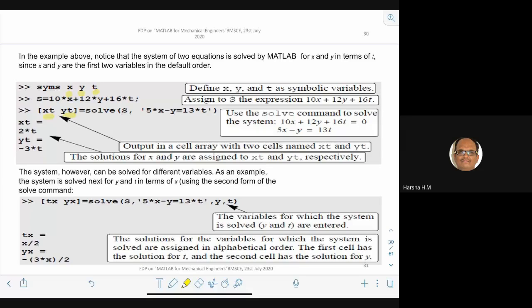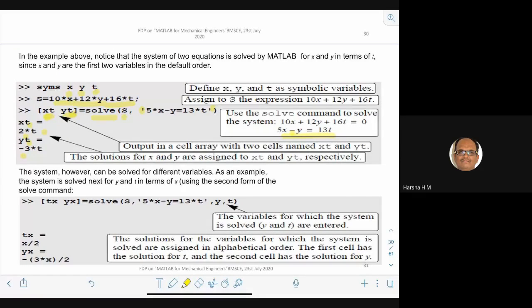And you use the command called solve. Now, what are the equations you want to solve? Remember, you are looking at two. The expression s is one expression. The other expression is 5x minus y is equal to 13t. Remember, you need to put it in quotes and write the second equation if you have not defined it earlier. When you ask it to be solved, it will solve it, and xt will become 2t and yt will become minus 3t. That's how you can use it to your advantage.